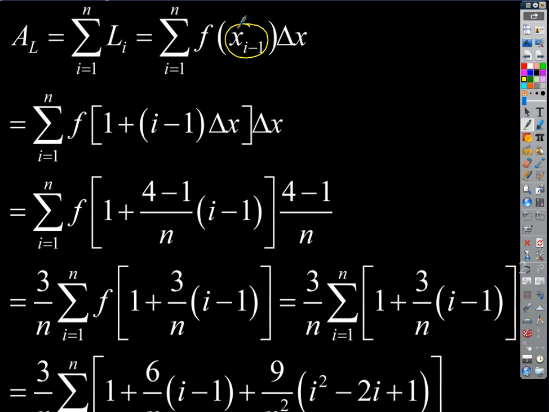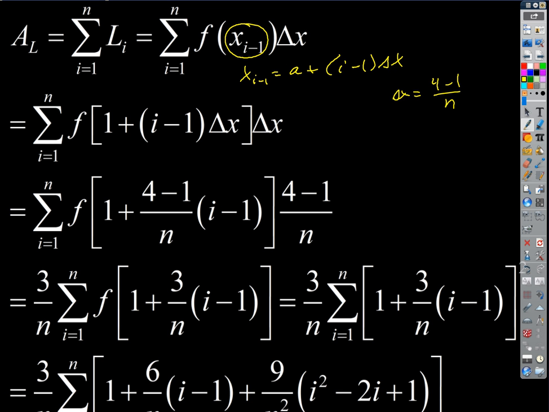x sub i minus 1 is just a plus i minus 1 times delta x, but a is 1, remember. Yeah, a is 1, right? Delta x, for this problem, is 4 minus 1 over n, right? So if we make those substitutions, you see how this thing flows here?